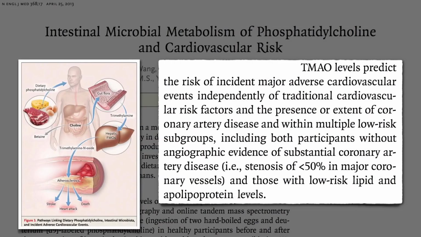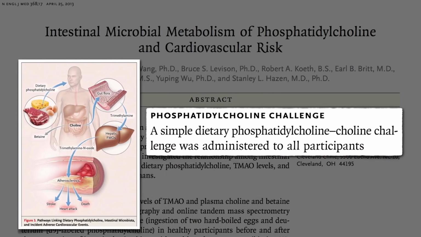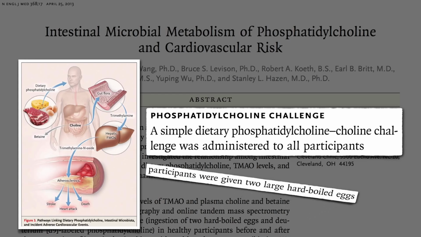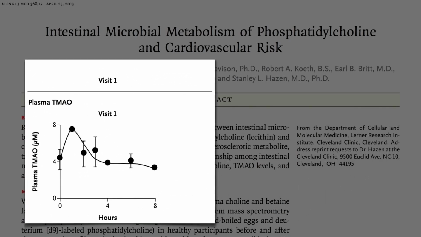But what about the rest of this sequence? How can we be certain that our gut bacteria can take the choline we eat and turn it into trimethylamine in the first place? Easily. They just have to administer a simple dietary choline challenge. How do you do that? Just give them some eggs. Have people eat 2 hard-boiled eggs, and you get a bump of TMAO in their blood within an hour of consumption.